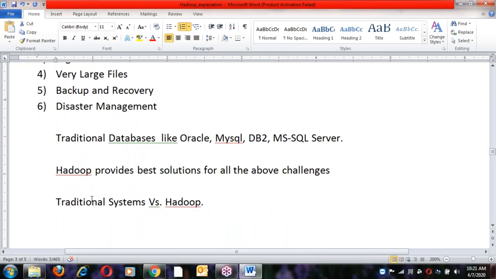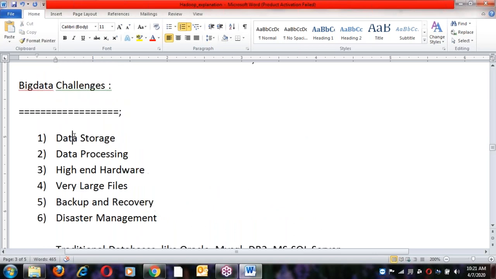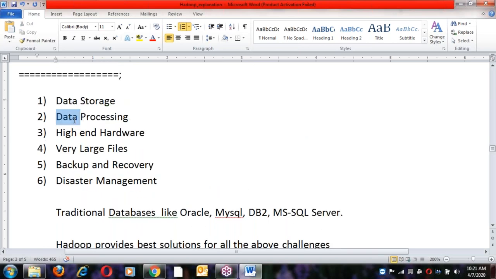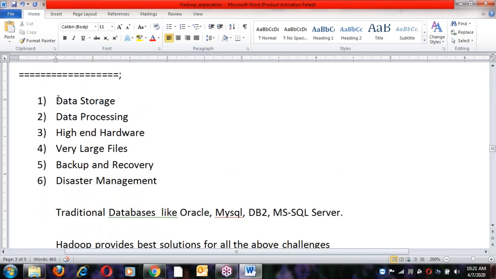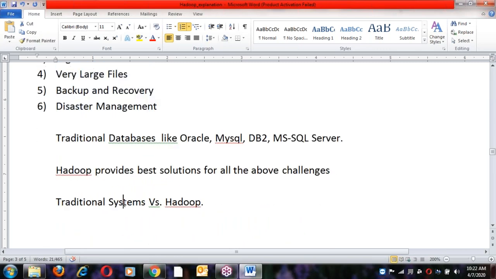Now we'll see traditional systems versus Hadoop. Data storage, traditional systems versus Hadoop. Data processing, traditional systems versus Hadoop. For all these challenges, how does a traditional system handle them, and how does Hadoop handle them? Today's topic is traditional systems versus Hadoop.